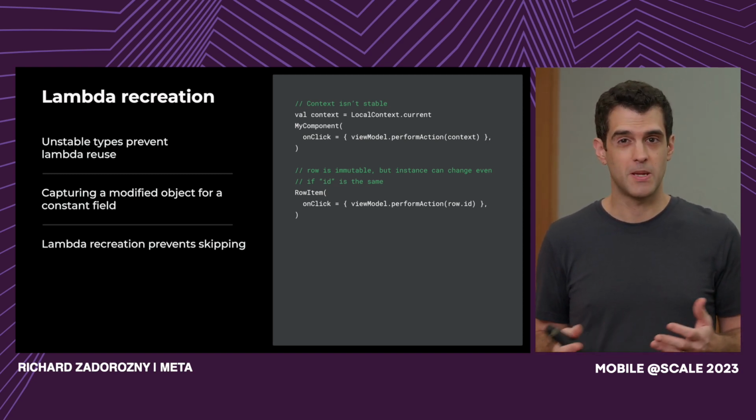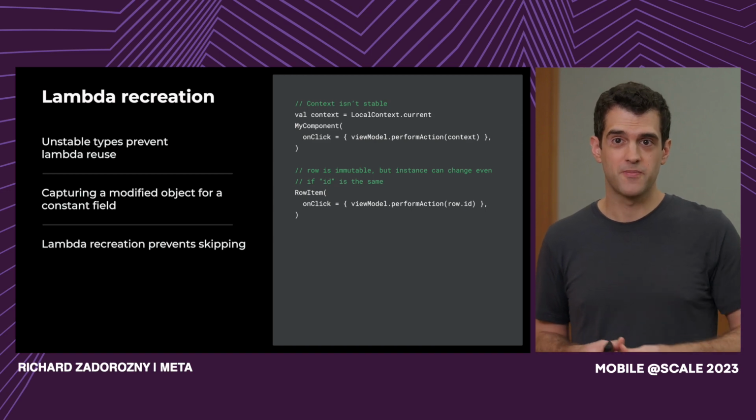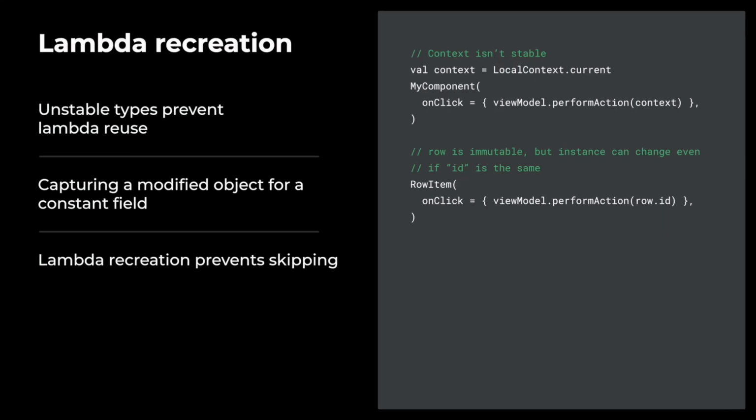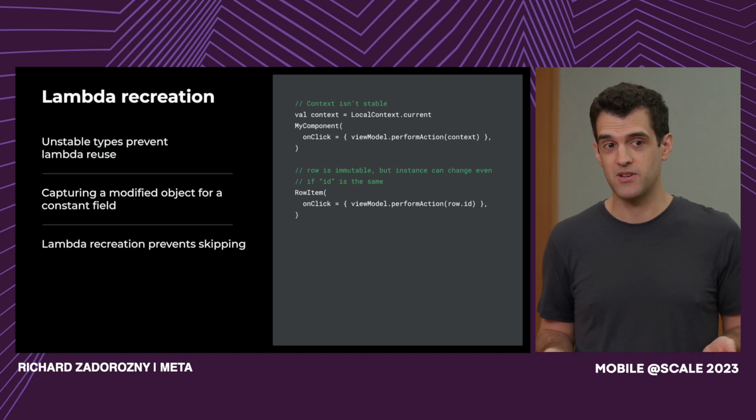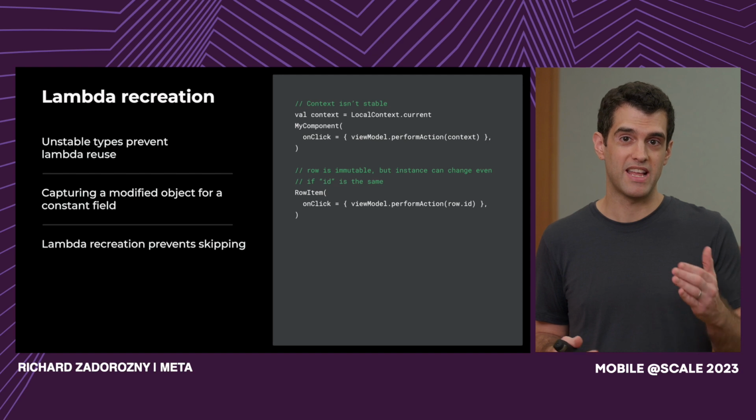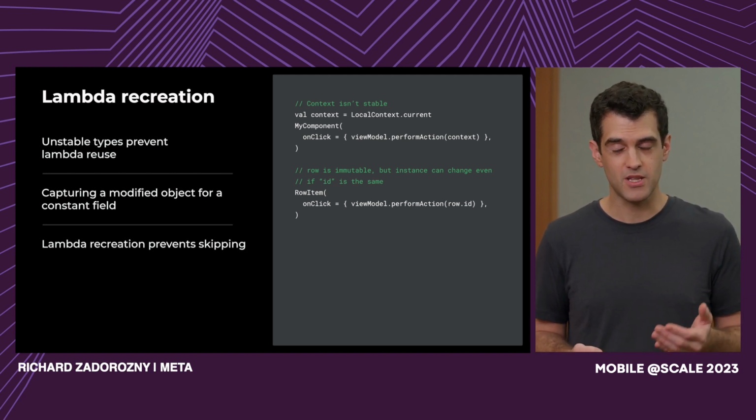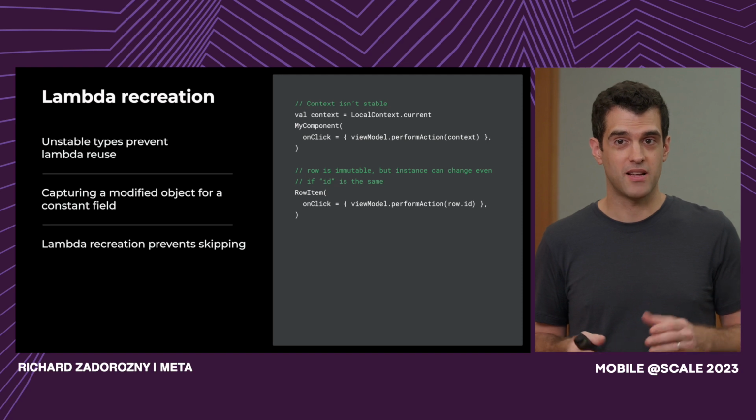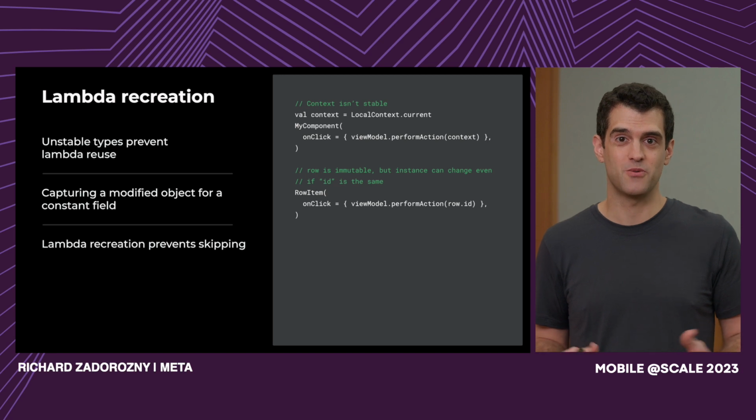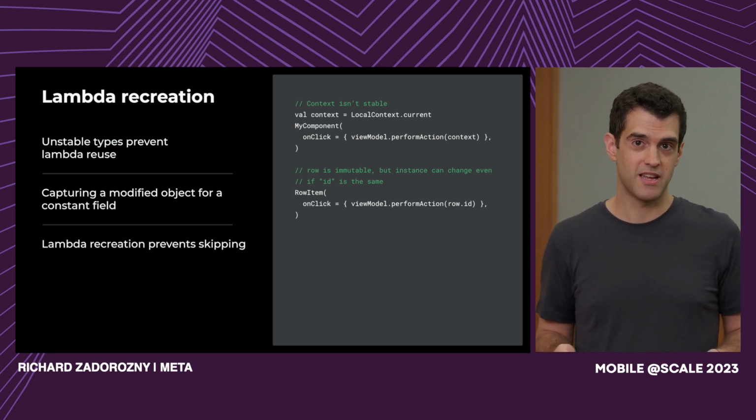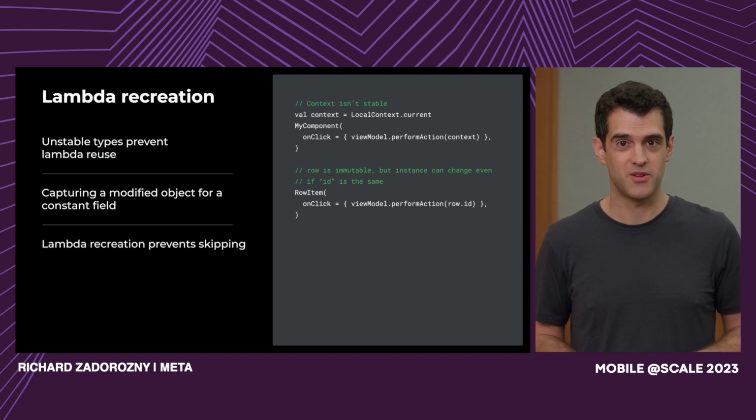But this problem isn't only in unstable types. It could happen in cases that seem fairly innocent. In this next example, we have perform action that's using a row and its ID. Let's say row is an immutable type. There are actually no unstable types here at all. The issue is that even if a row ID may never change, the instance of that row object might change. Say, for example, you create a new copy of that row where isLiked has been flipped from false to true. We have a new row instance. And so because that lambda captures that row instance, it's a new instance, and so it has to recreate the lambda. So it prevents skipping again. So these are some things that you have to watch out for.